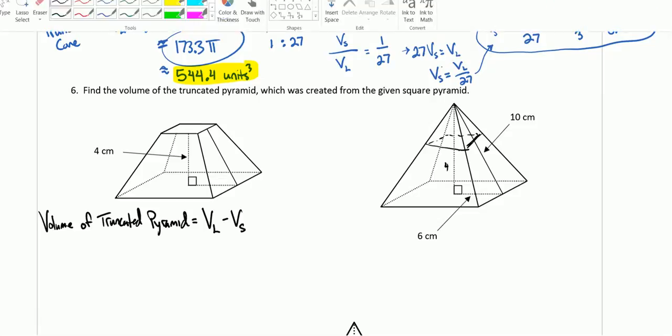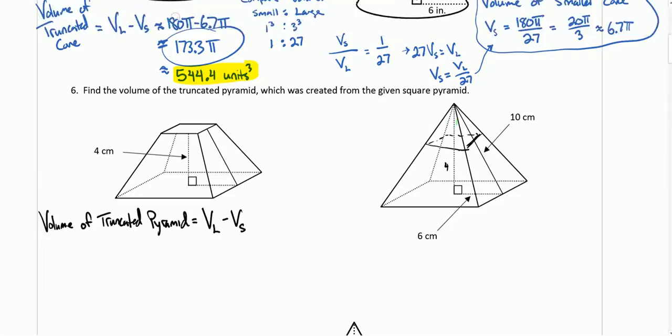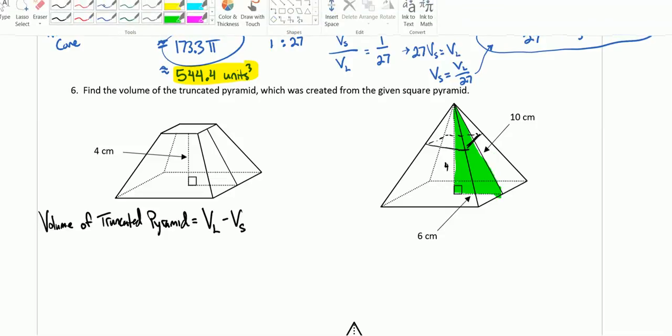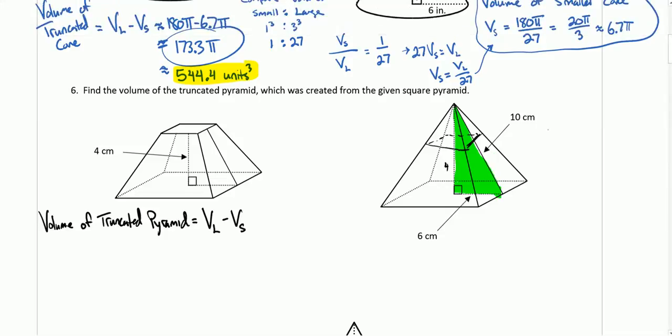But if you look at the part I'm going to highlight, you see a right triangle, which we can use to find the height of the large pyramid. So let's let h be the height of that large pyramid, and we know that h squared plus 6 squared is equal to 10 squared.